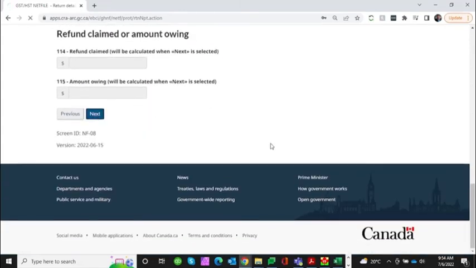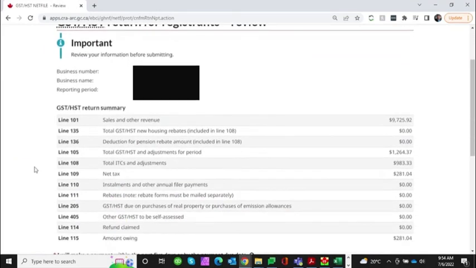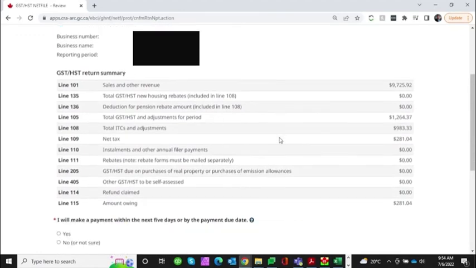So you're going to hit next. And okay, here we see the final numbers. So you need to review this, right? Again, on the top you have the business number, the business name, and the reporting period. And then here, this is the HST return. It shows which box, what amount you put in which box, right? So we put in line 101, which is this amount. We put an amount in 105, which is the HST we collected, and we put an amount in 108, which is the ITCs. So it looks good.